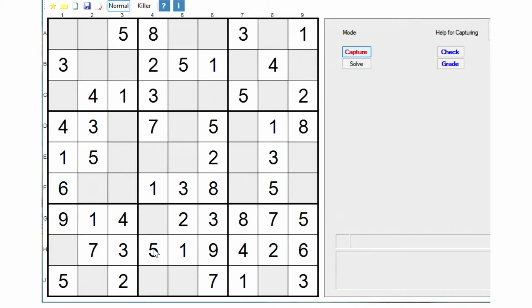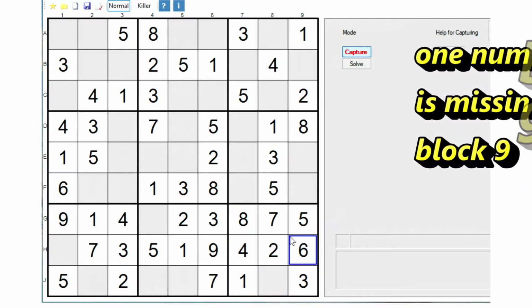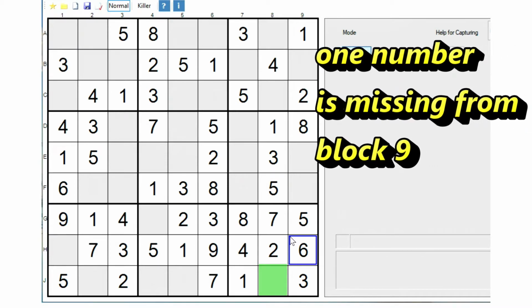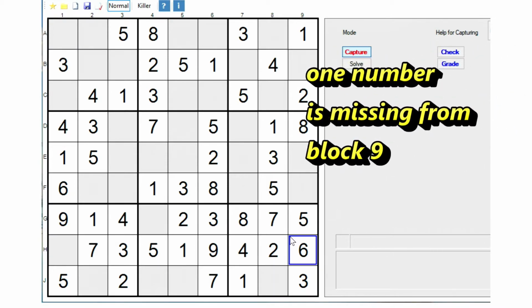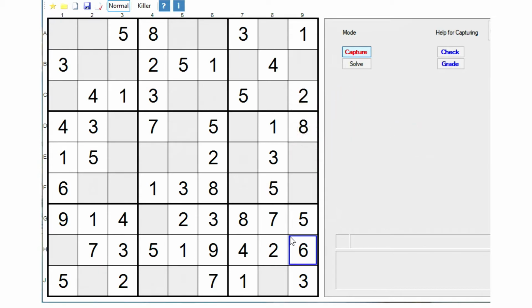Now I can continue on, but I just noticed that block 9 has 8 cells filled in, so only one number is missing. And using counting, 1, 2, 3, 4, 5, 6, 7, 8, 9, we see it's the 9. So we can place the 9 here, and this block is done. And if we look at row G, only one cell is missing a number. And using counting, we see it's the 1, 2, 3, 4, 5, 6. It's the 6 that's missing. So now we have row G complete.